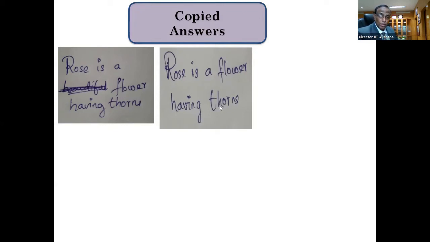A person who copies is more intelligent. Copying requires intelligence. So he writes without 'beautiful' because he has understood that 'beautiful' has been removed by the original author. So he understands that a rose is a flower having thorns. Here there are 3 lines, 1, 2, 3, whereas here he has condensed the whole answer into 2 lines only. Then how will you tell that this is plagiarized or copied from this source? And how do you tell that this is the source and this is not the source?